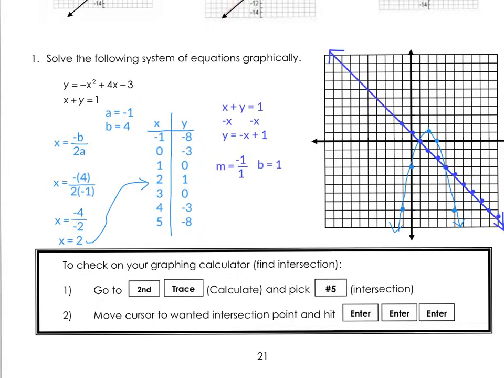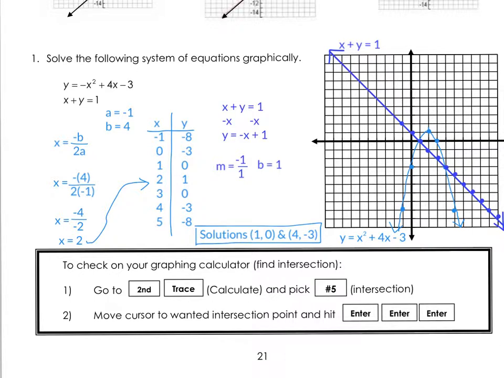But I'm missing one very key thing, which is a label on each. Since I'm plotting 2 things, I absolutely must have my labels. So I've got x plus y equals 1, and y equals negative x squared plus 4x minus 3. So now I've done all this lovely work, but I still have not answered my question yet, which is to find the solution. So I have 2 points where they intersect, so I just need to write solutions and the coordinates for where they cross. And those are my answers.